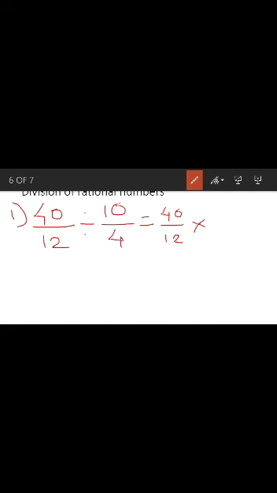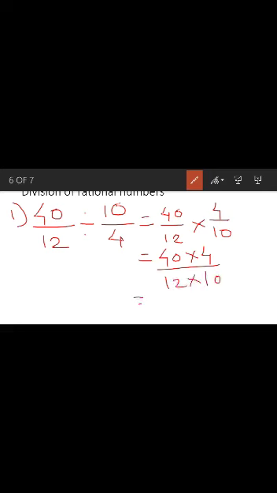While we are doing the division of rational numbers, what do we need to do? We need to multiply the first fraction by the multiplicative inverse of the second fraction. What is the multiplicative inverse of 10 upon 4? That is 4 upon 10. Multiplicative inverse means we take the denominator to the numerator and the numerator to the denominator. Now it is a simple multiplication: 40 multiplied by 4, 12 multiplied by 10.